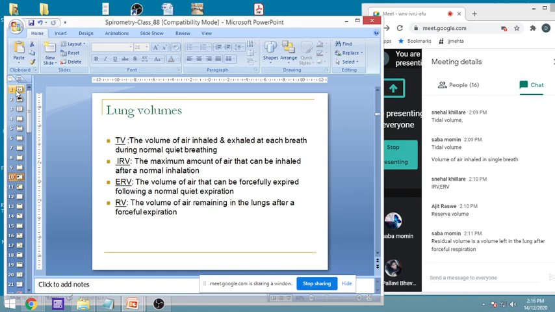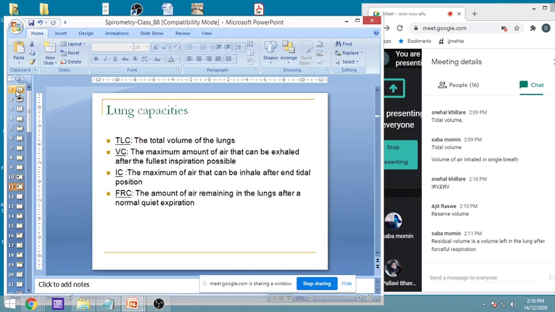Then the inspiratory reserve volume: the maximum amount of air that can be inhaled after a normal inhalation. Expiratory reserve volume: the volume of air that can be forcefully expired following a normal quiet expiration. Then the residual volume: air remaining in the lungs after forceful expiration. So these are the various volumes. Then what are the capacities?